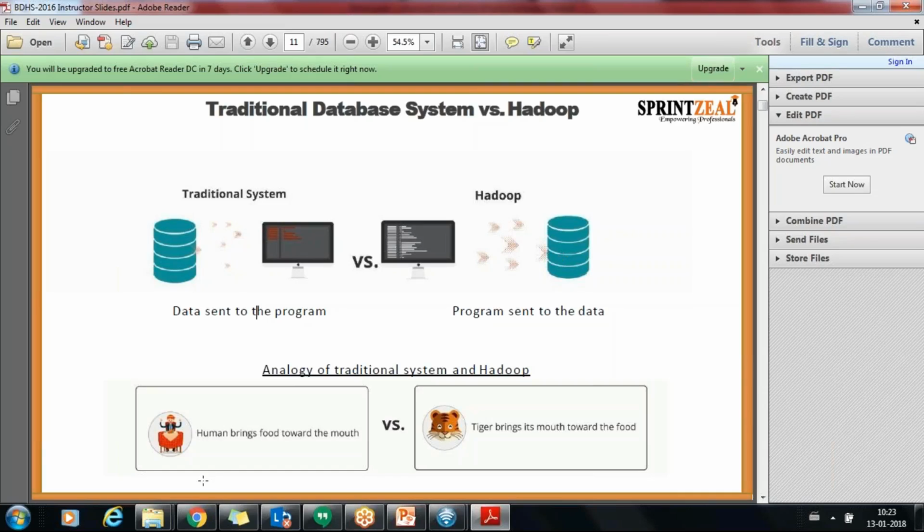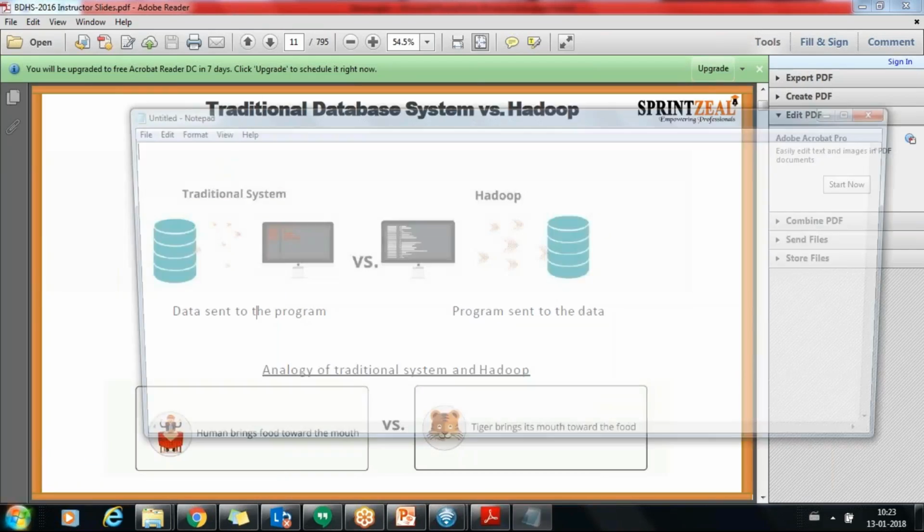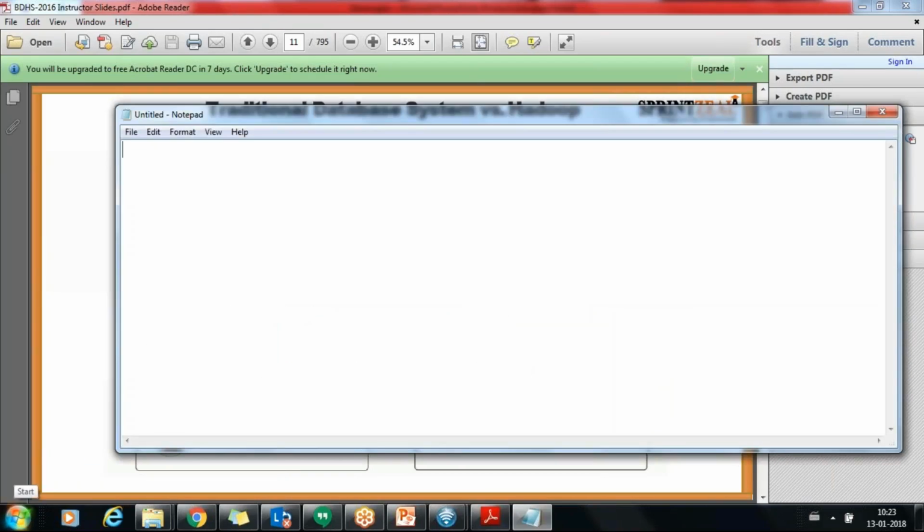Does it mean we are pushing multiple copies of the same program to different data? Absolutely, that's what we are doing. Multiple copies of the same program get pushed to multiple nodes wherever the data is present. Exactly, that's what is happening.